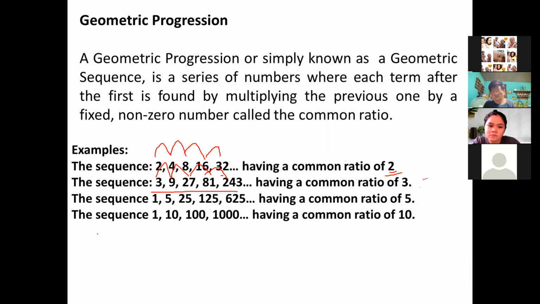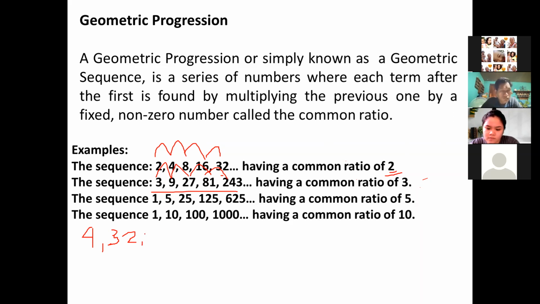Halimbawa, gusto kong magsimula sa number na 4. Gusto kong gumawa ng geometric progression. You just choose a number that you will multiply continuously to each number that you write. Halimbawa 4. Anong gusto mong i-multiply kay 4? 8 po, sir. 8. So, we have 32. So, 4 and 32. And then, 32 times 8 again. What did you get?